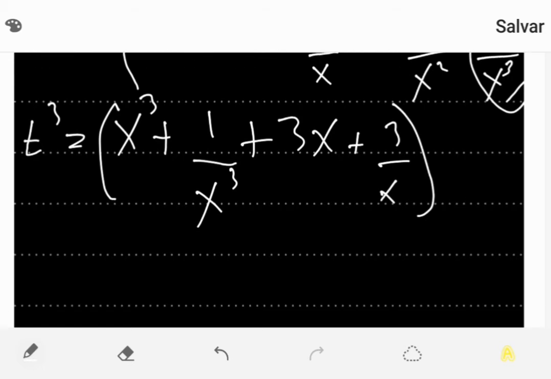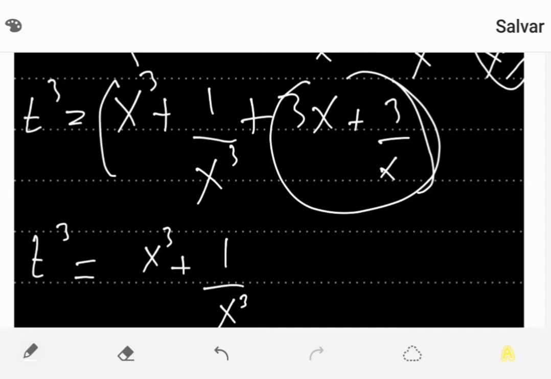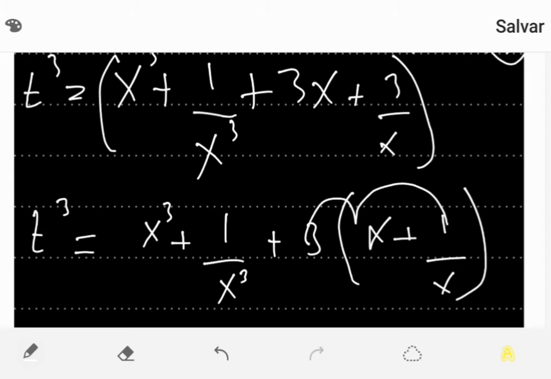So now what do we have over here? Well, we have that t cubed is equal to x cubed plus 1 divided by x cubed. Now for this part over here, I'm going to take the 3 outside. Okay, so x plus 1 divided by x. Look, I didn't change anything. If you multiply the 3 in here, you will go back over here. I didn't change anything.